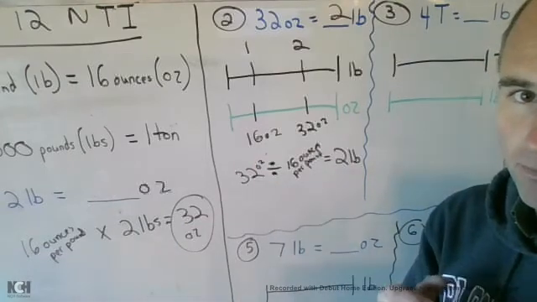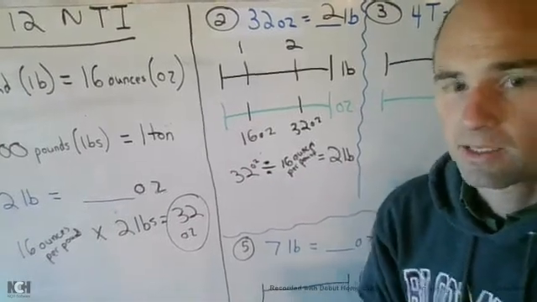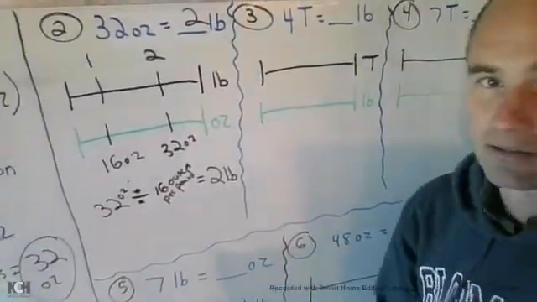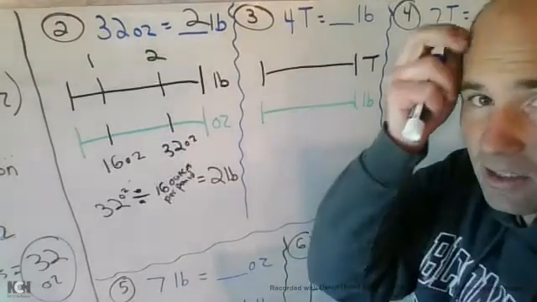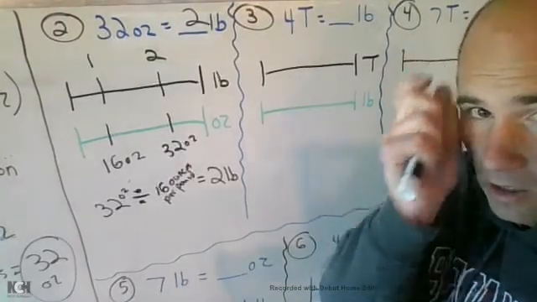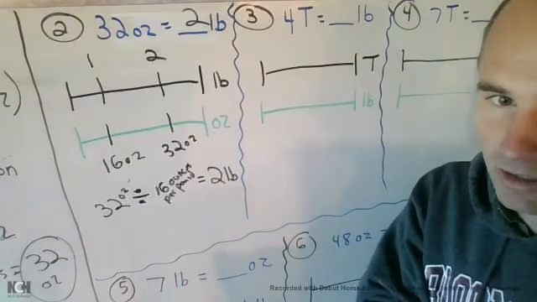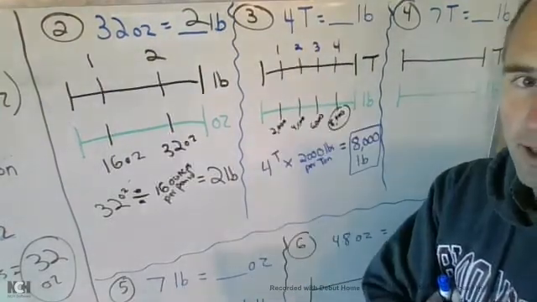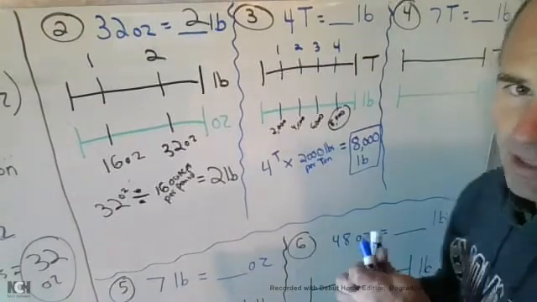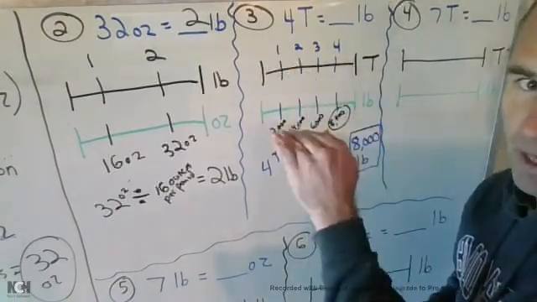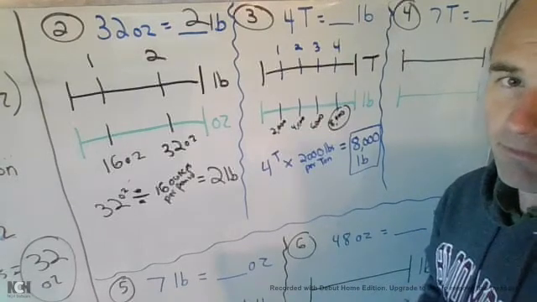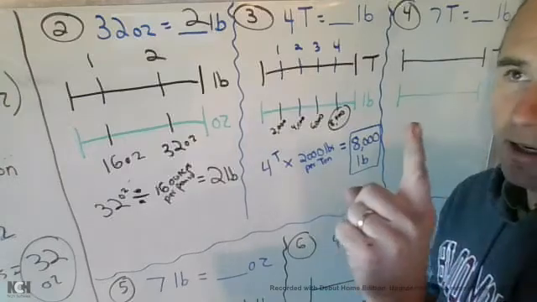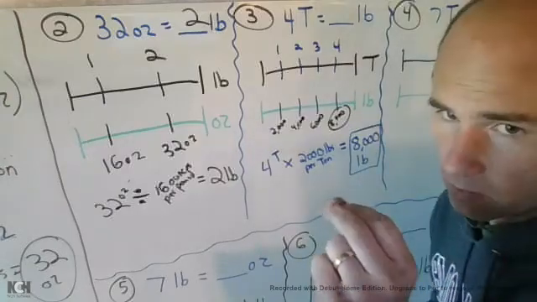All right? All right, so with that being said, let's go ahead and look at number 3. 4 tons equals how many pounds? Go ahead and do this one on your own. All right, here we are. I have my 2 number lines, my tons, my pounds. I know according to the chart that 1 ton is 2,000 pounds.